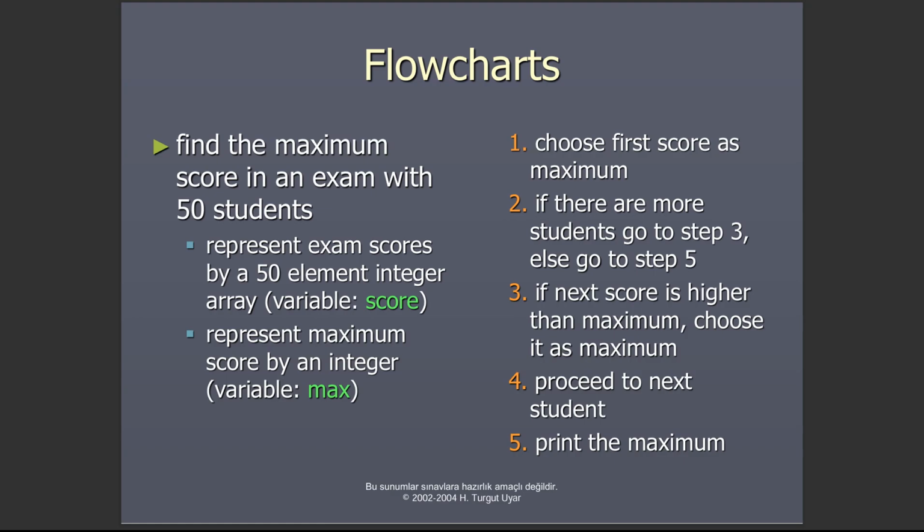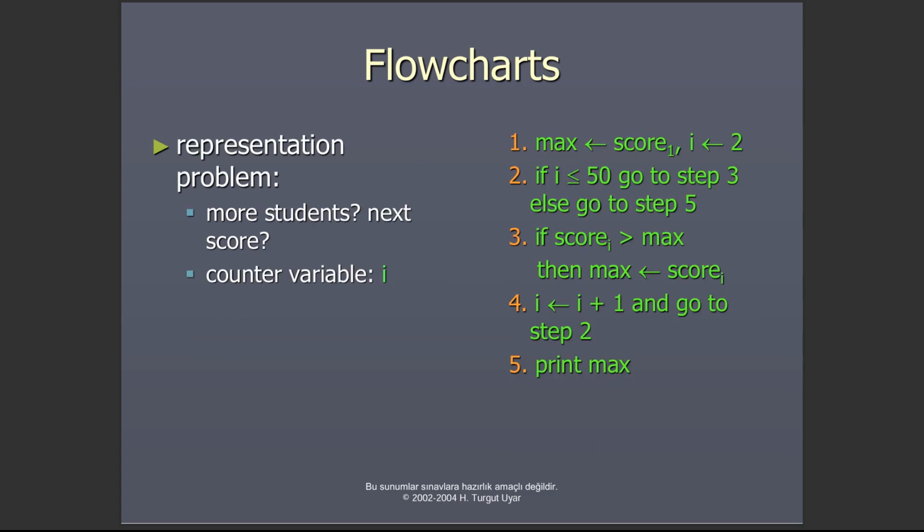We also need one more variable to keep track of the highest score we have found so far. We call this max. The basic steps are simple. First, we take the first student's score as our starting maximum. Then we check if there are more students to compare. If there are, we look at the next score and see if it is higher than our current maximum. If it is higher, we update our maximum. We keep doing this until we have checked all students. Finally, we show the highest score we found.